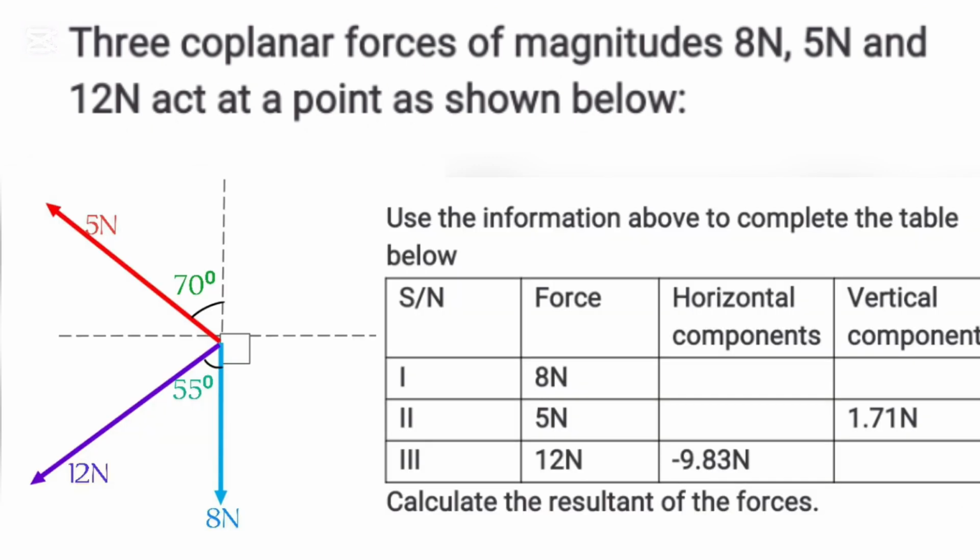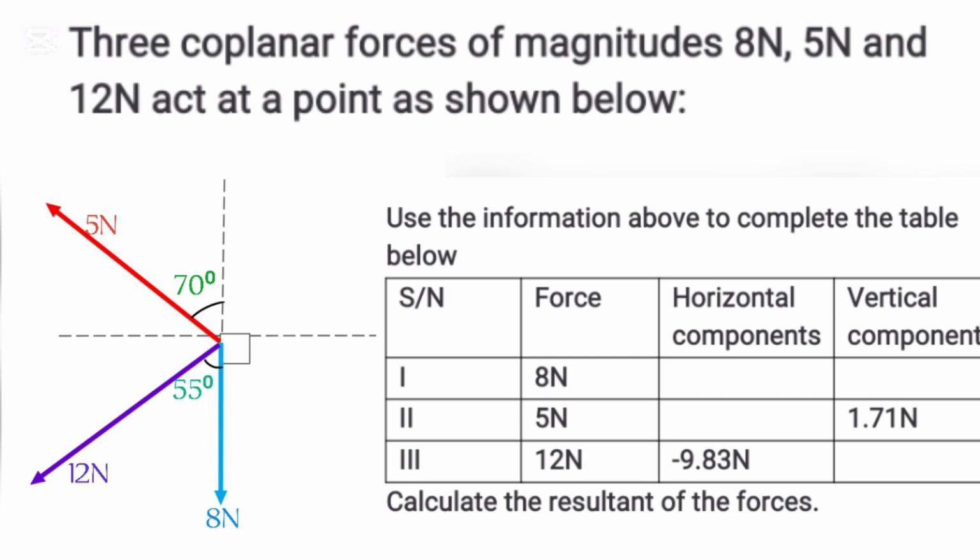Three coplanar forces of magnitude 8 Newton, 5 Newton, and 12 Newton act at a point as shown below. We are given a diagram there. Use the information above to complete the table below. A table is also given, and you are asked to calculate the resultant of the forces.